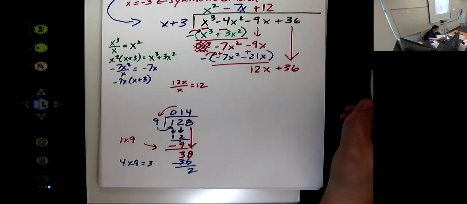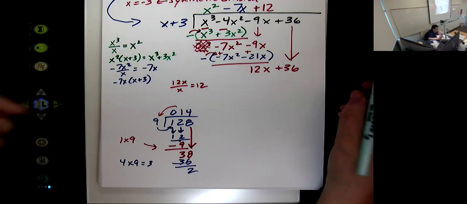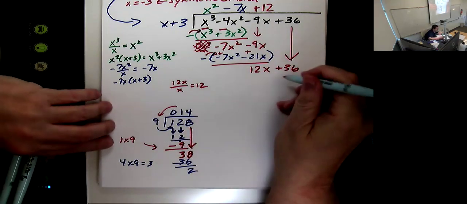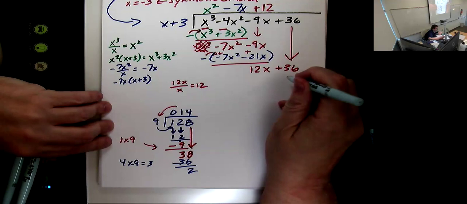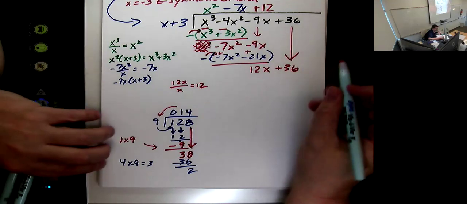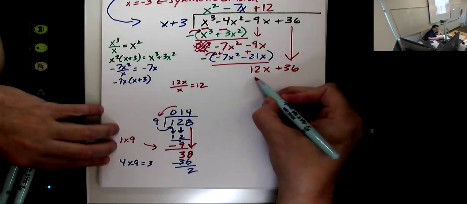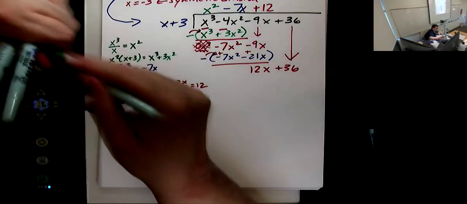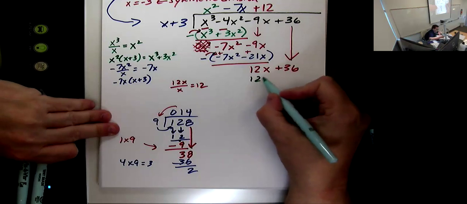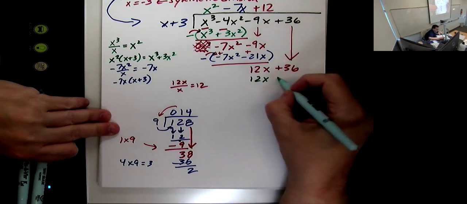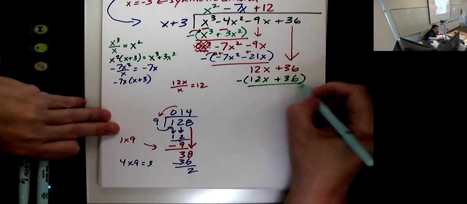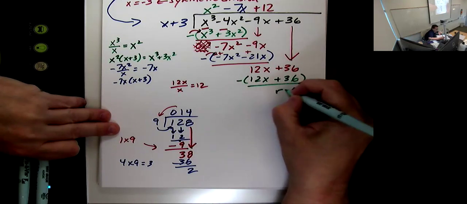What about the remainder in this situation? It's a good question. I'm glad you're thinking about it, because this one has a remainder. This one's not going to, but what do we do if we have a remainder? I'll show you. So we do our multiplying. 12 times x is 12x. 12 times 3 is 36. I subtract and I get 0. This would be the remainder.